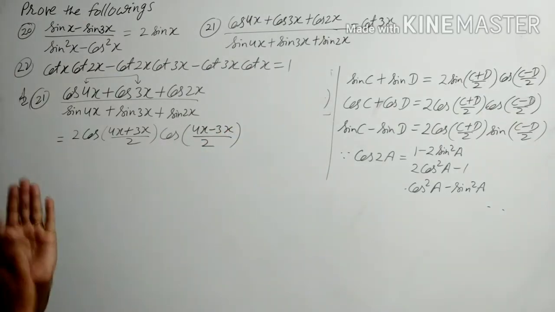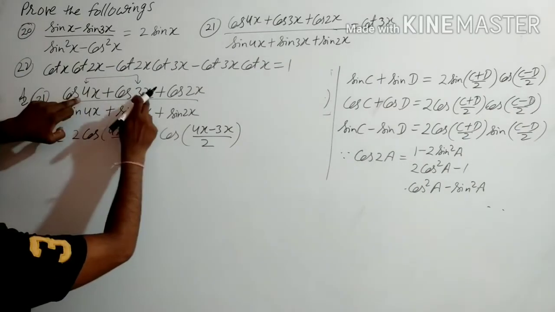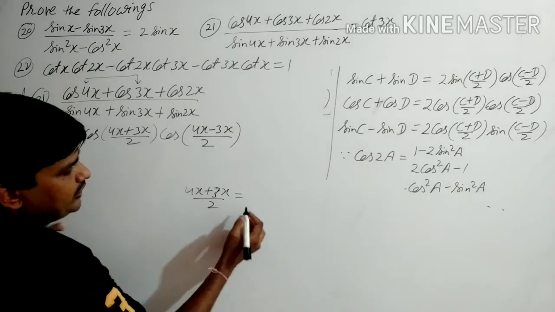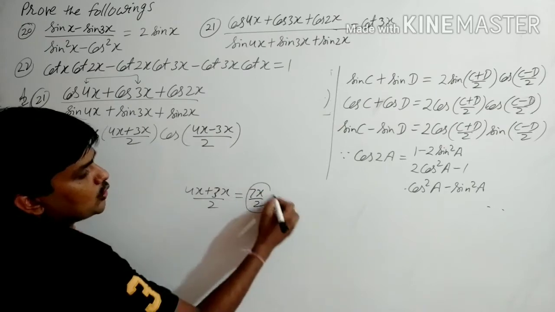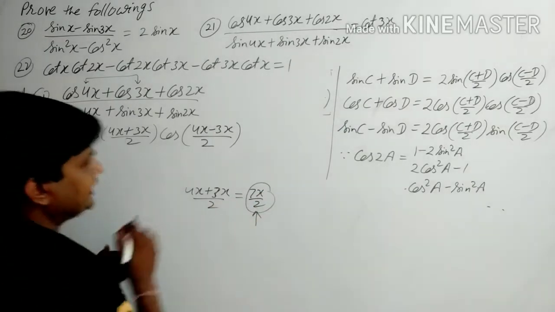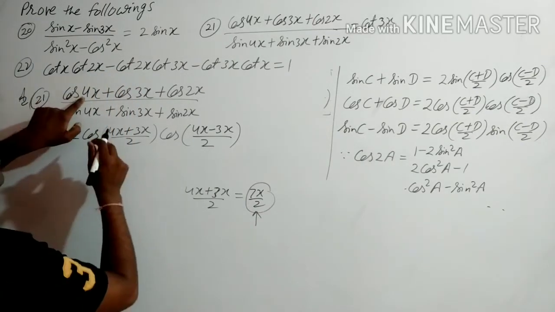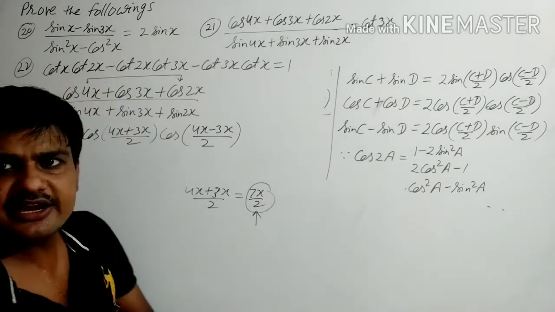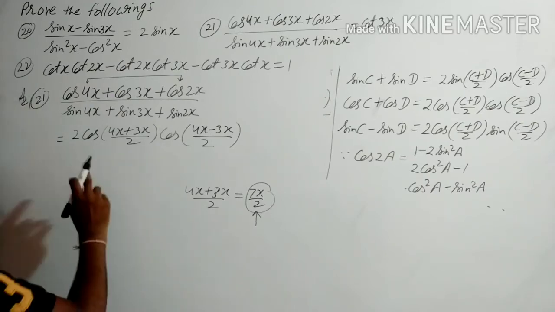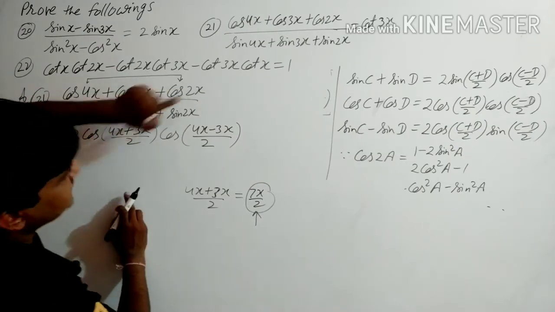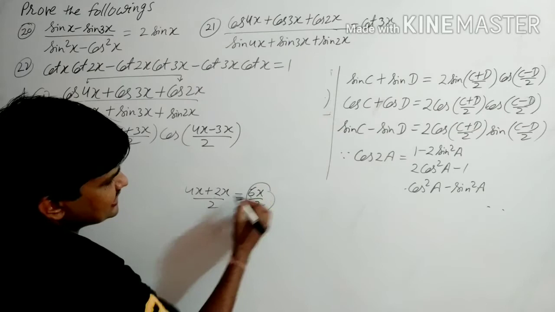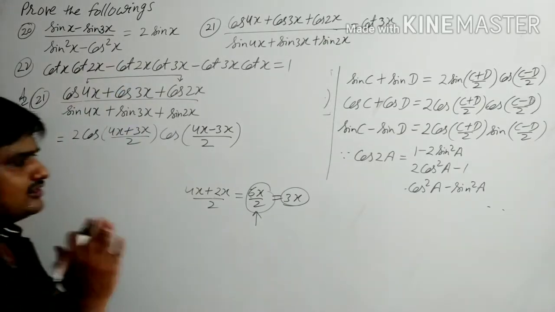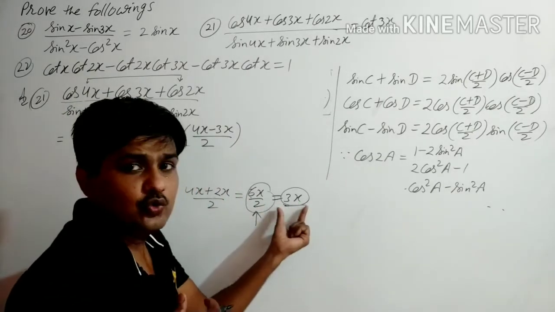One more thing. If we apply the identity in the first and second term, we get 4x plus 3x divided by 2, so we get 7x by 2, which comes into decimal. So what we have to do is not apply the identity in the first and second, but apply it in the first and third. If we apply it in the first and second, we also get the correct result. But if we apply the identity in the first and third, we get 4x plus 2x, 6x by 2, so that is equal to 3x. So in that condition we get the integer value, not in decimal.